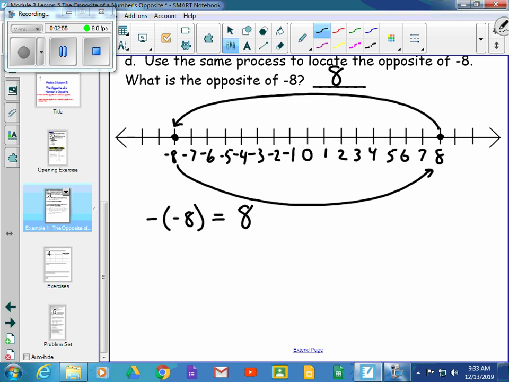If my original number was negative 8, I could say the opposite of negative 8 equals the original number, negative 8. Those are equations that we would use to express it. Work from the inside out. The original number is negative 8. Then you would have opposite here of the opposite of negative 8 equals negative 8. But up top we would have the opposite of negative 8, which is 8.